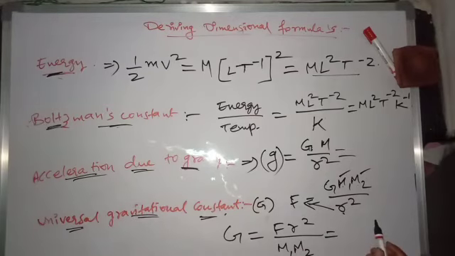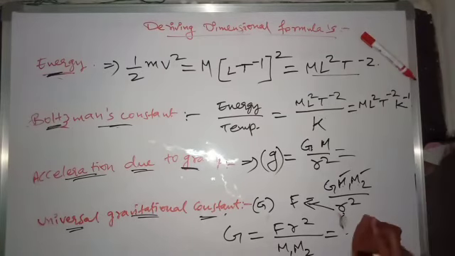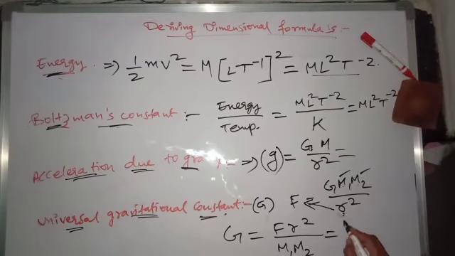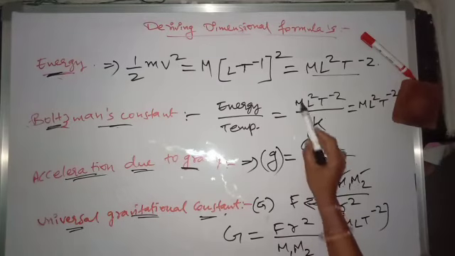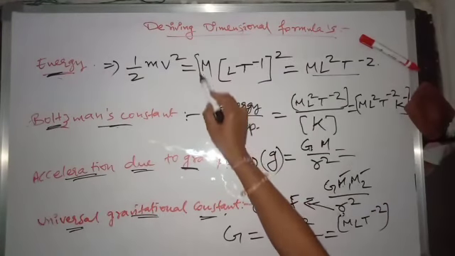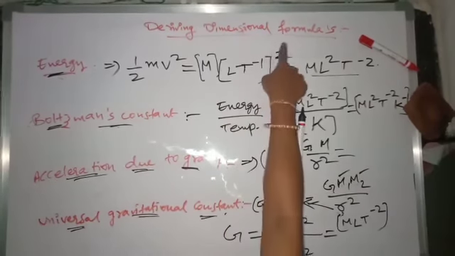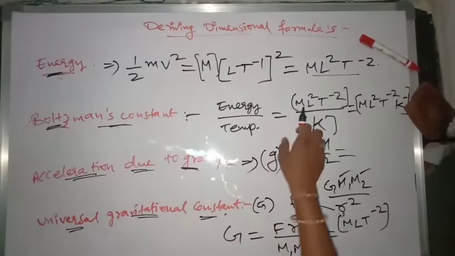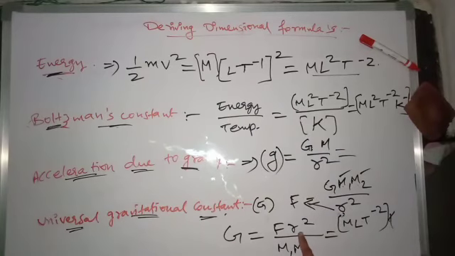And what is the dimensional formula for force? M into L into L into T power minus 2, which is [M L T^-2]. Please always use the square brackets while deriving the dimensional formulas, because the dimensional formula is represented in square brackets only. Don't forget to write them. This distance is measured in terms of length, so L square, by mass m1 into m2, that is M square.